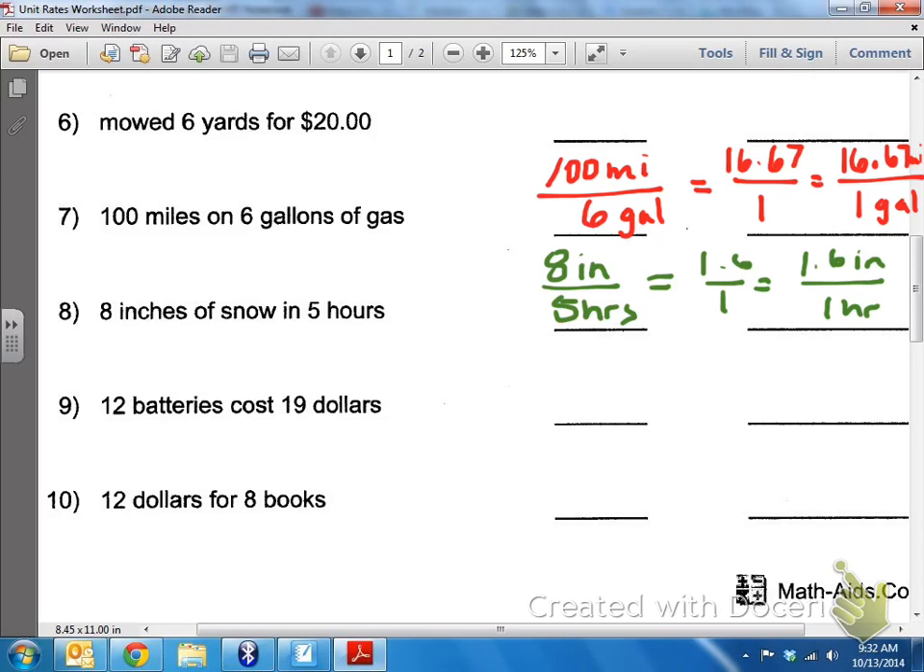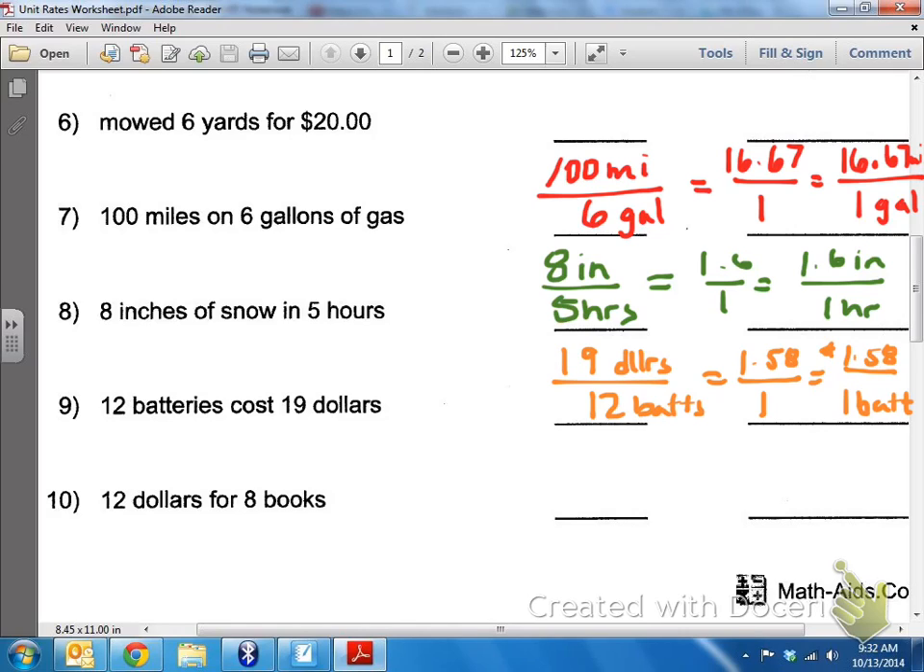Okay? All right, number 9, going back to the money, 12 batteries cost $19. Usually the money goes on top and the item goes in the bottom. And again, this follows suit with the bigger number, 19, going on top, so that's $19 over 12 batteries. And 19 divided by 12 will give me 1.58 over 1. Again, we're rounding. So translating it into English, it would be $1.58 per 1 battery, or per battery.